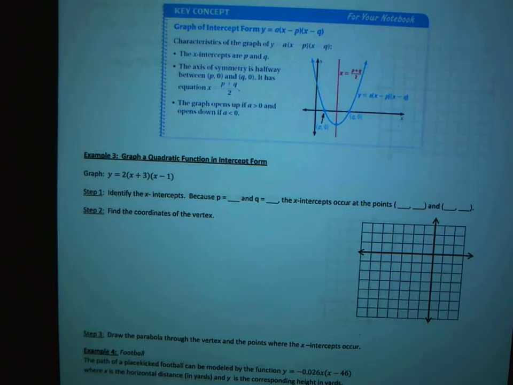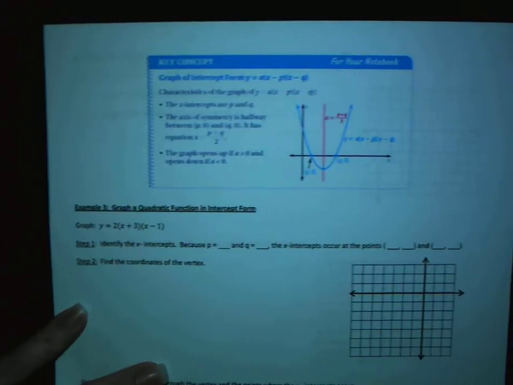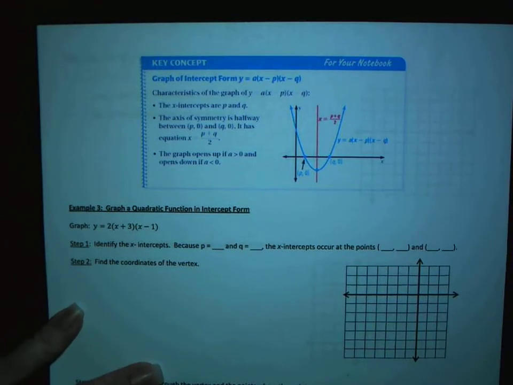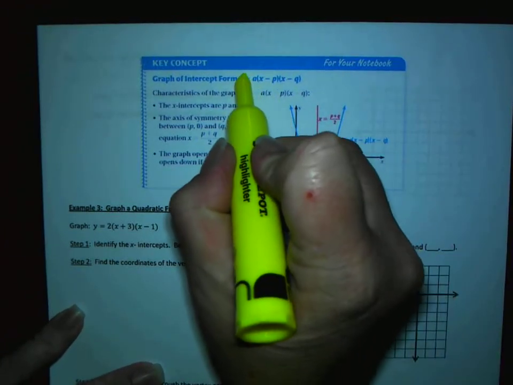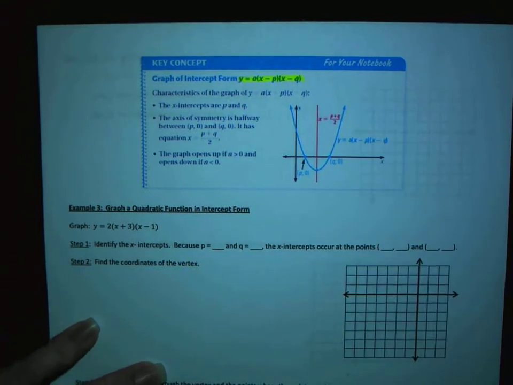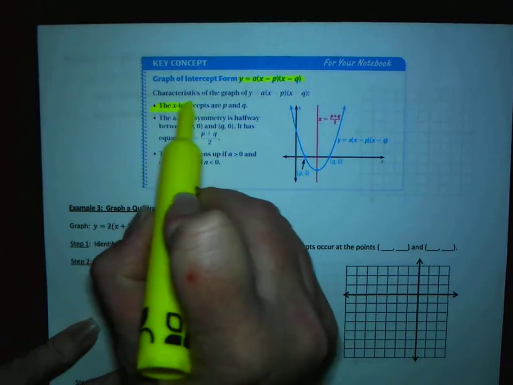Next one. Now we're moving on to a different form. This one is called the intercept form. This can be a little bit easier. It depends. Both of them are easy. You're going to get these a little bit confused, so you need to keep up with it. So intercept form is y equals a times x minus p times x minus q. The x-intercepts are p and q.